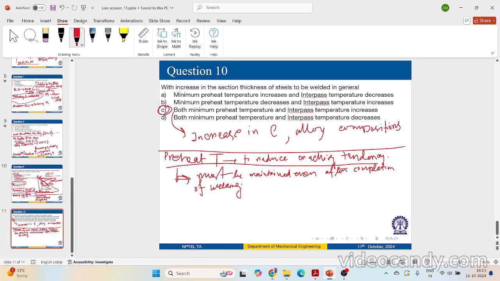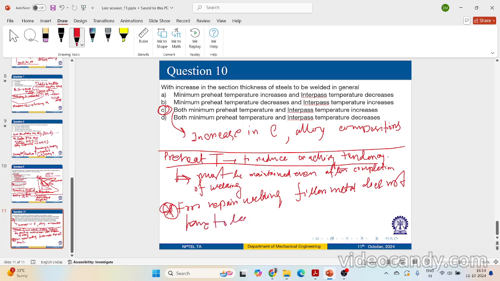Now, in repair welding, it is possible to use the steel in the annealed or overtempered condition. The filler metal does not have to be similar to the base metal in composition for repair welding applications. Okay, so for this I will make some note: for repair welding, filler metal does not have to be similar to base metal. BM is base metal, okay? Remember that.